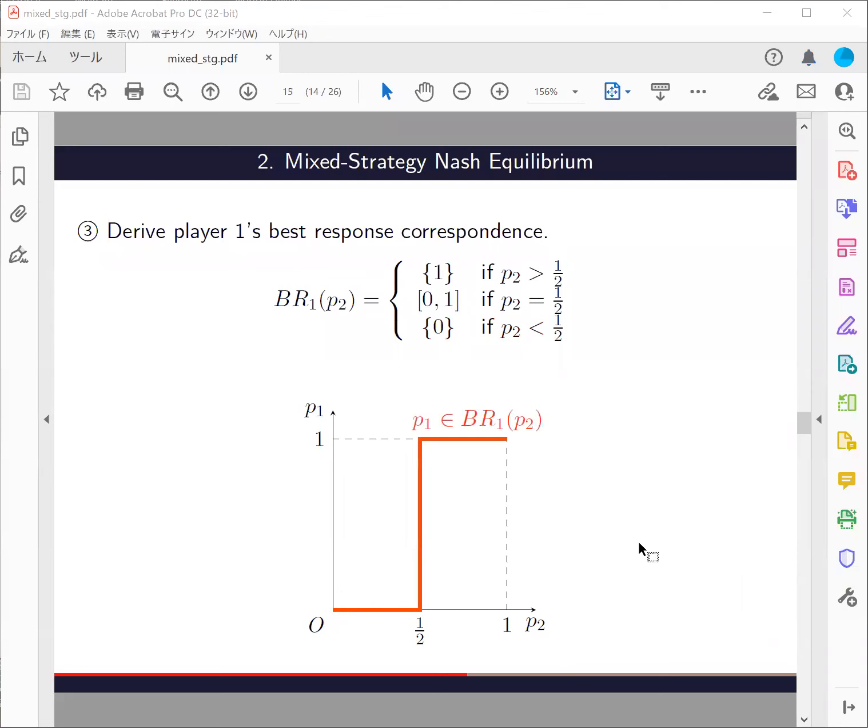If player 2 chooses H with probability greater than 1/2, then player 1 chooses H with certainty. If player 2 chooses H with probability exactly 1/2, then player 1 chooses H with any probability. If player 2 chooses H with probability less than 1/2, then player 1 never chooses H.